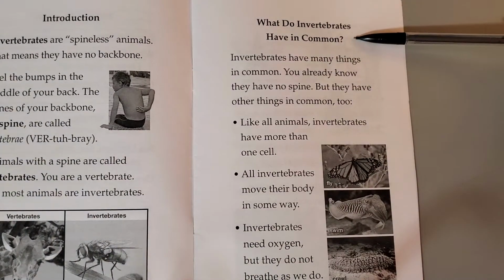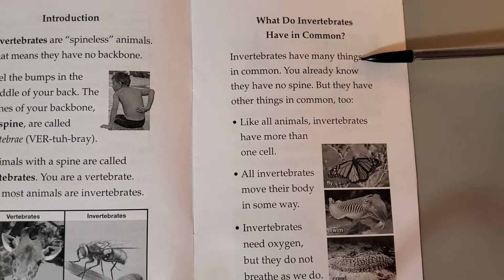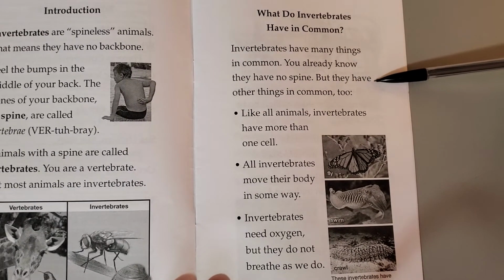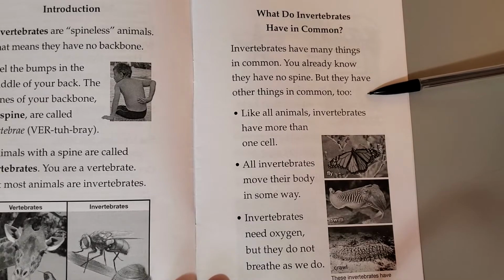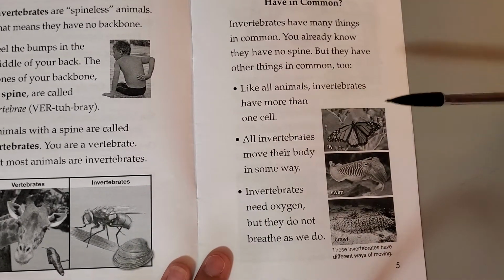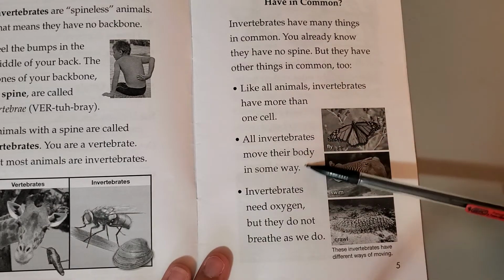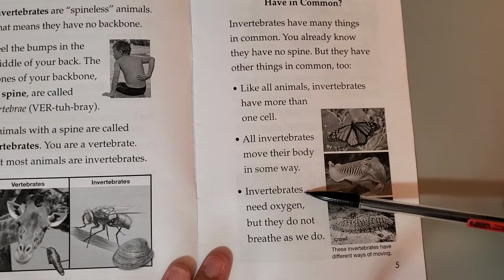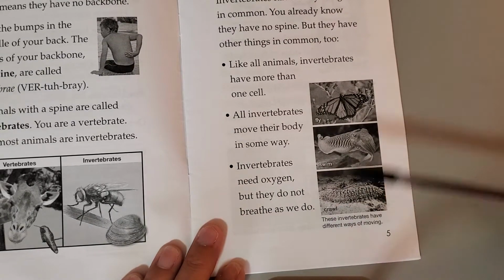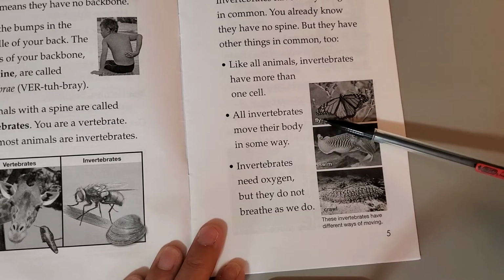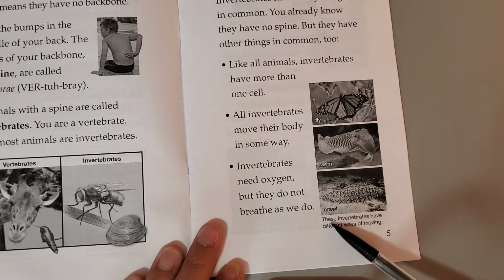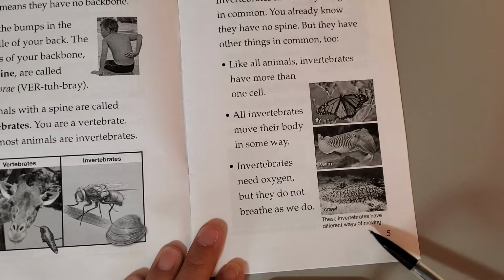What do invertebrates have in common? Invertebrates have many things in common. You already know they have no spine, but they have other things in common too. Like all animals, invertebrates have more than one cell. All invertebrates move their body in some way. Invertebrates need oxygen, but they do not breathe as we do. And this invertebrate flies, this one swims, and this one right down here crawls. And it says these invertebrates have different ways of moving.